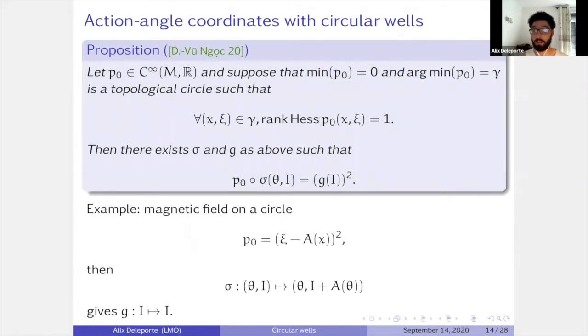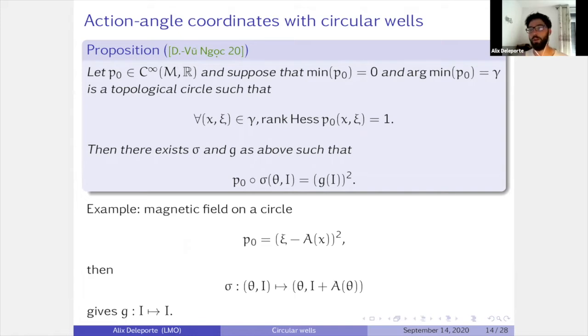And let's assume it has rank 1 everywhere, as it does for the example above. We call this hypothesis the circular wells. This is just a Morse-Bott condition. And in this setting, we can find a symplectic change of variable sigma and a function g, just as in the usual angle-action theorem above, such that in those new coordinates, the function p naught is just this function of I squared.